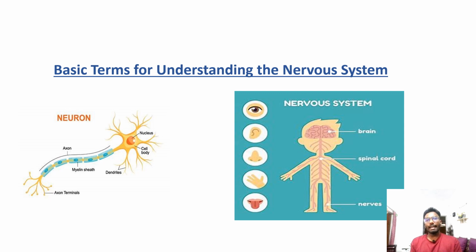Today we will be looking at the topic: basic terms for understanding the nervous system. I think it is really helpful to familiarize yourself with some basic terms and concepts. These foundational ideas will make it easier to understand the complexities of how the nervous system works.